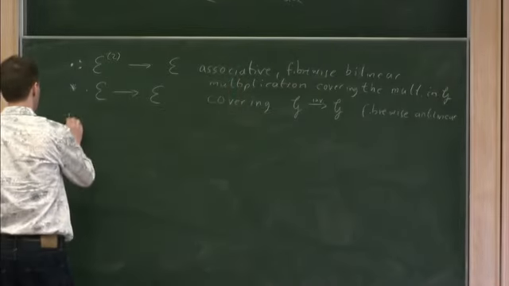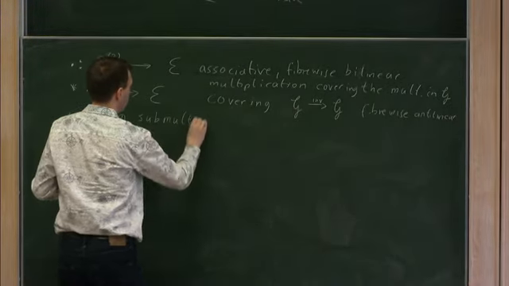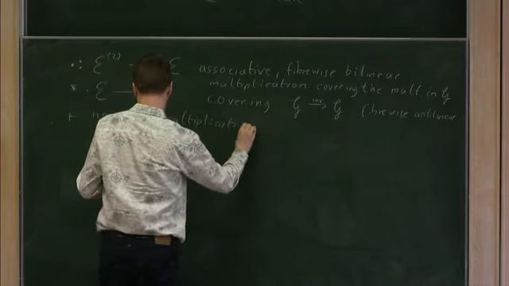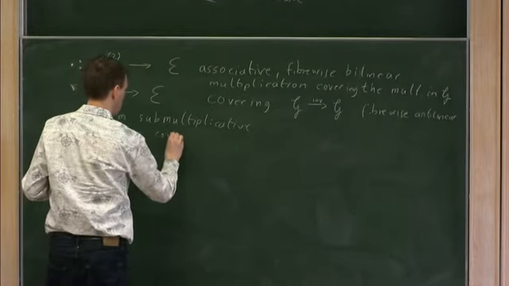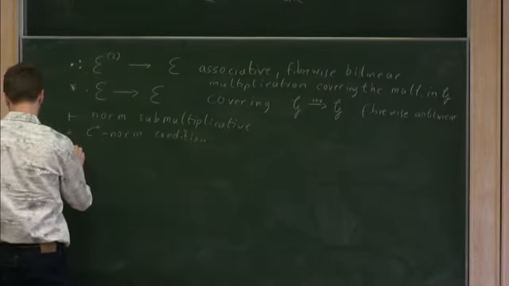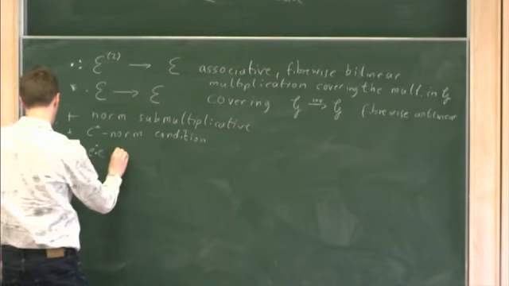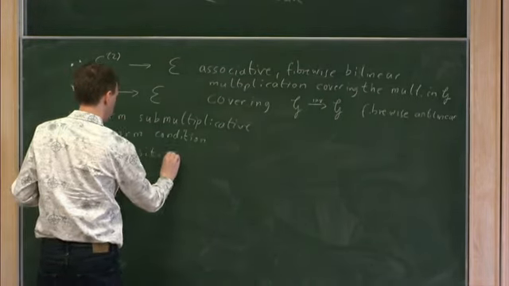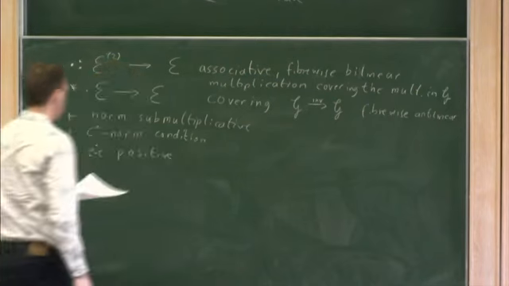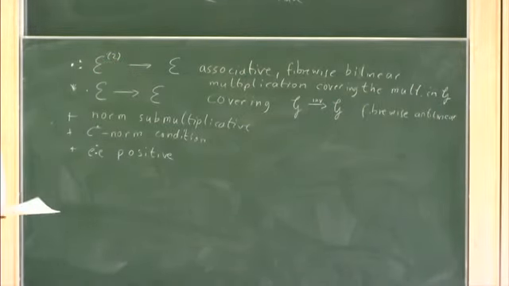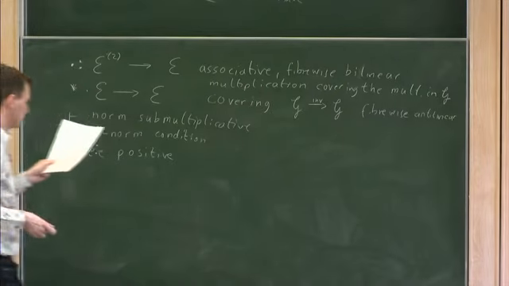And, well, you have more conditions. So the norm should be submultiplicative. And you have a C-star norm condition. And you want E star E to be positive, which makes sense because all of the conditions ensure that if I look at the fibers over an object, so over the identity of an object in the groupoid, then this will be a C-star algebra.